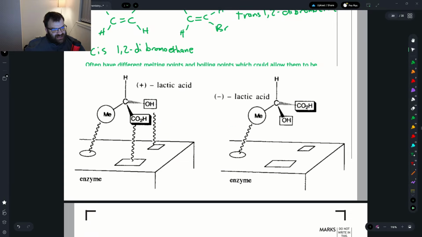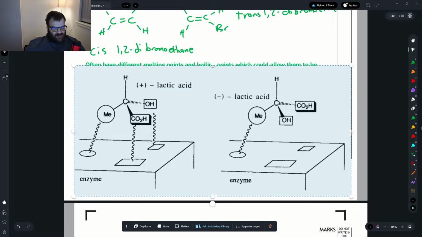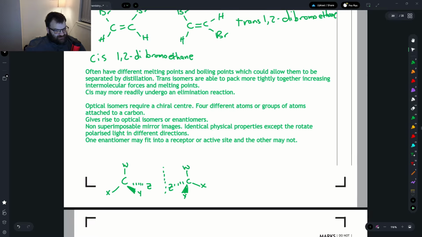The interactions have to be correct between the active site of the enzyme and the molecule. If those are in different orders, you won't be able to get all three parts of it to line up like we do on the left. The one on the right doesn't have that because the CO2H and the OH are in opposite directions, so it's not going to be able to activate and allow the enzyme to work upon it as well.